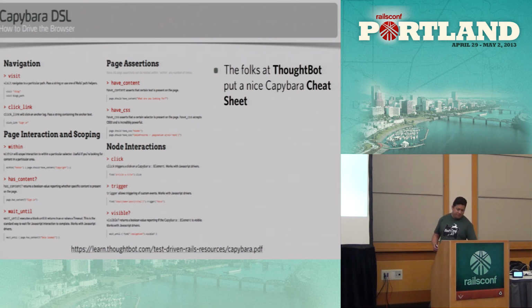But as you can see, there are methods to do navigation. There are methods to check things on the page, whether there's content in here, whether this CSS is available or applied to something. You can basically scope searches. You can say within this div that matches this CSS class selector, then look for a button that looks like this and click it. You can have waits.